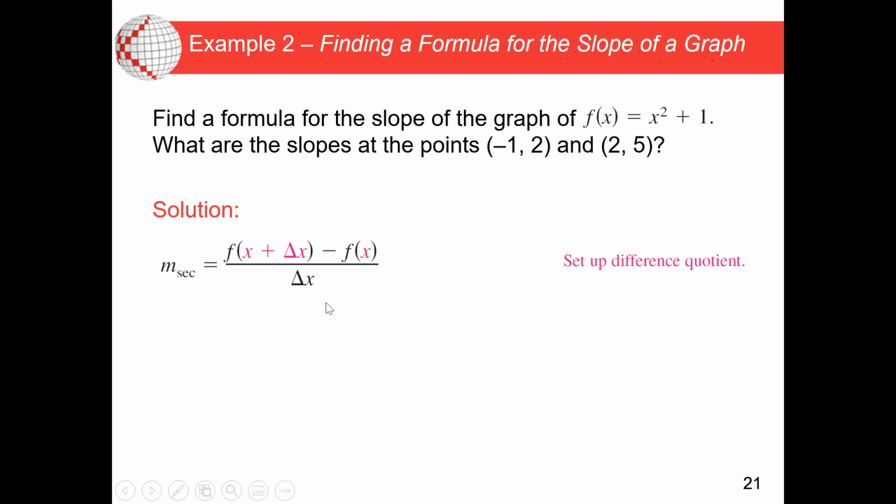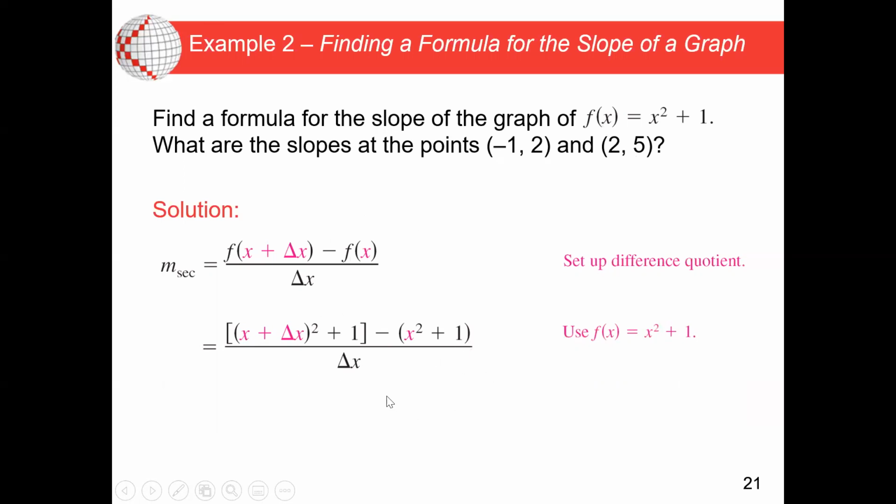So let's start. We use m secant, f at x plus dx minus f at x over dx. That's the formula now. But now, anywhere we see f at x plus dx, anywhere we see x, we have to substitute with x squared plus 1. So this is what will happen. Here is x squared, so now this becomes x plus dx all squared. Plus this is a constant value, so plus 1. For f at x, nothing changes, so it's the same, x squared plus 1.